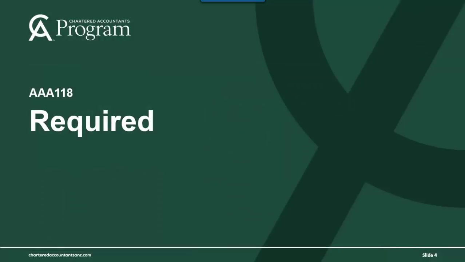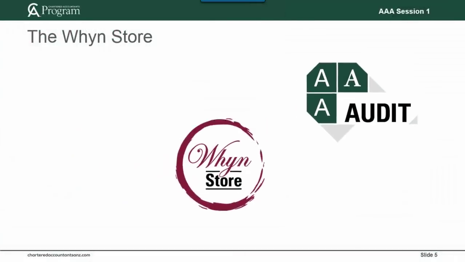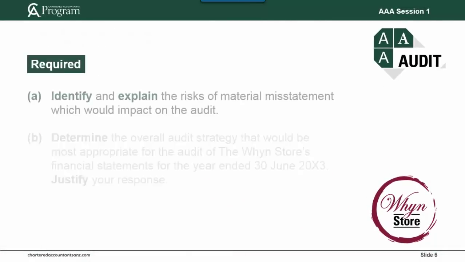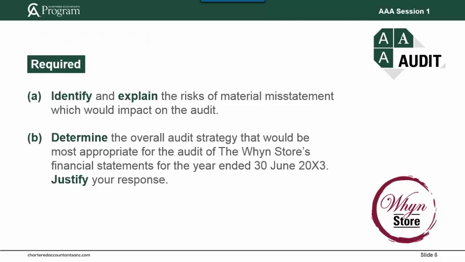So what are we being asked to do in relation to the wine store? We are required to: A. Identify and explain the risks of material misstatement which would impact on the audit, and B. Determine the overall audit strategy that would be most appropriate for the audit of the wine store's financial statements for the year ended 30 June 2023, and justify your response. This is a typical exam-style question.